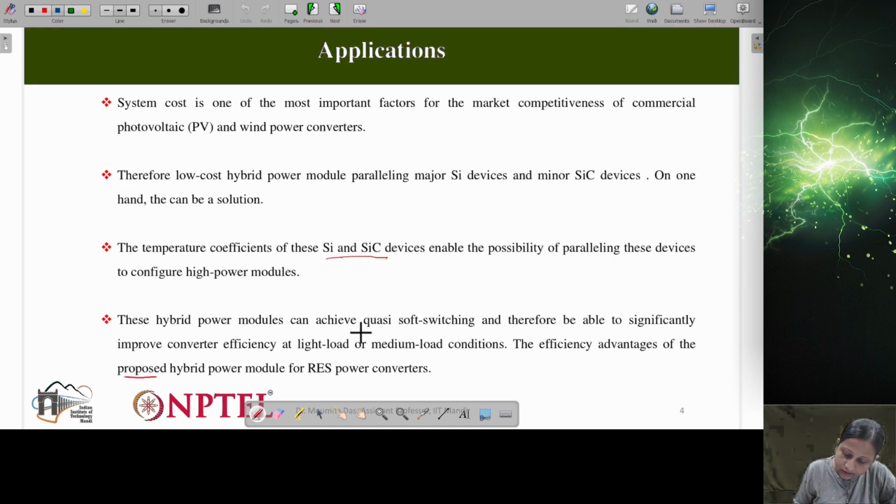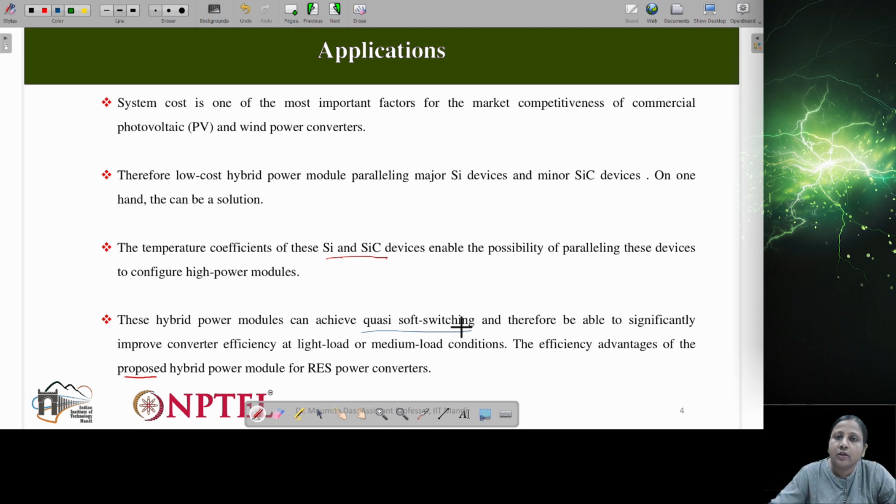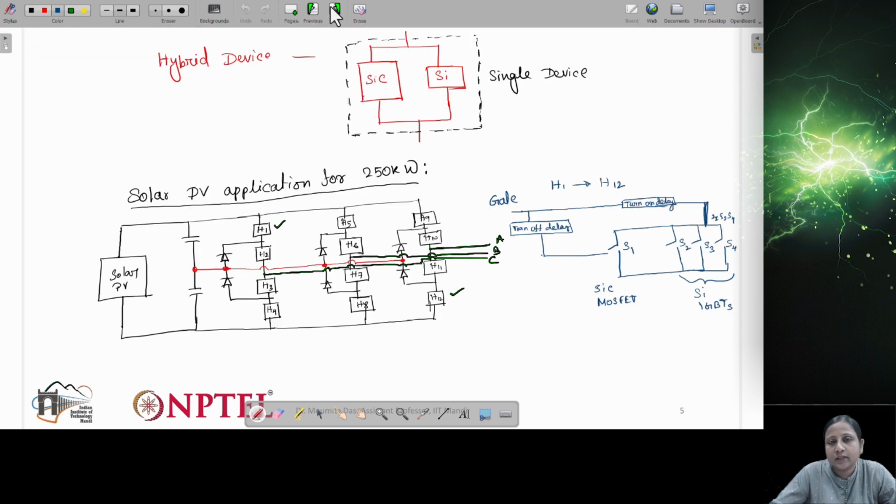You can see here quasi soft switching in order to achieve this. Now this turn off delay is provided so that the silicon IGBT will turn off first and then the silicon carbide MOSFET will turn off. This is again to achieve the benefit of quasi soft switching, right? So this is how these devices are connected.